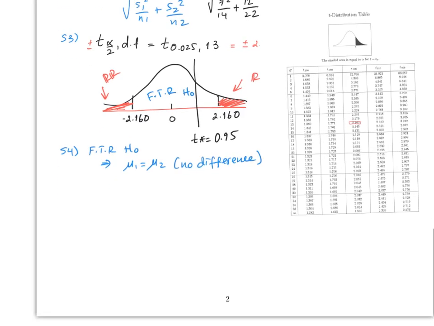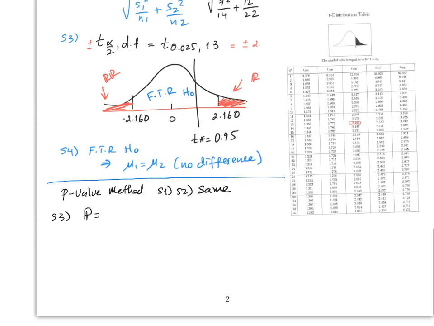Also, just like in chapter A, you have a choice to do the rejection region or the p-value. Remember, for the p-value method, step 1 and step 2 are the same, so you don't have to write them again. Step 3, the p-value is going to be twice the probability that t is greater than the absolute value of t star, which in this case is 0.95. I'll show you these two ways, using the calculator and then using the table. So let's do the table first.